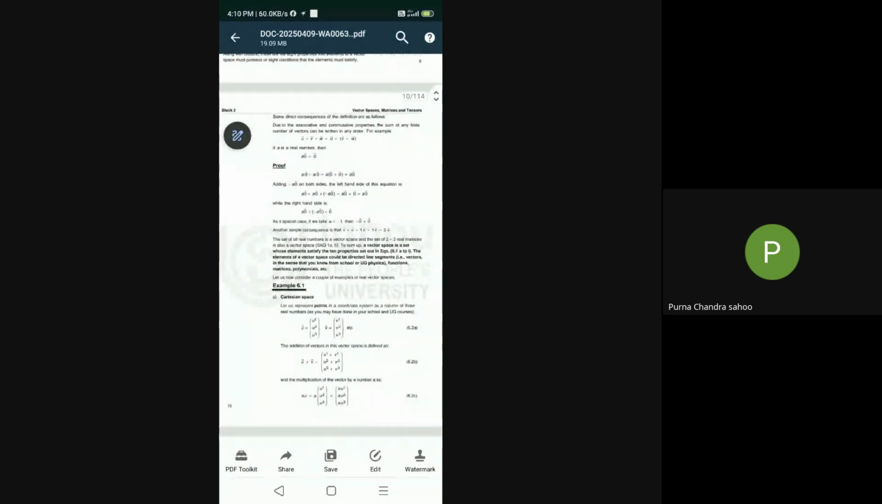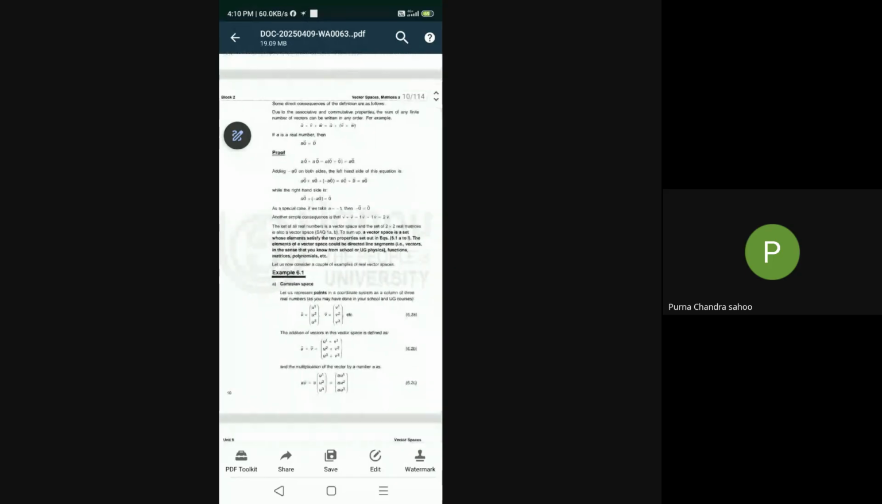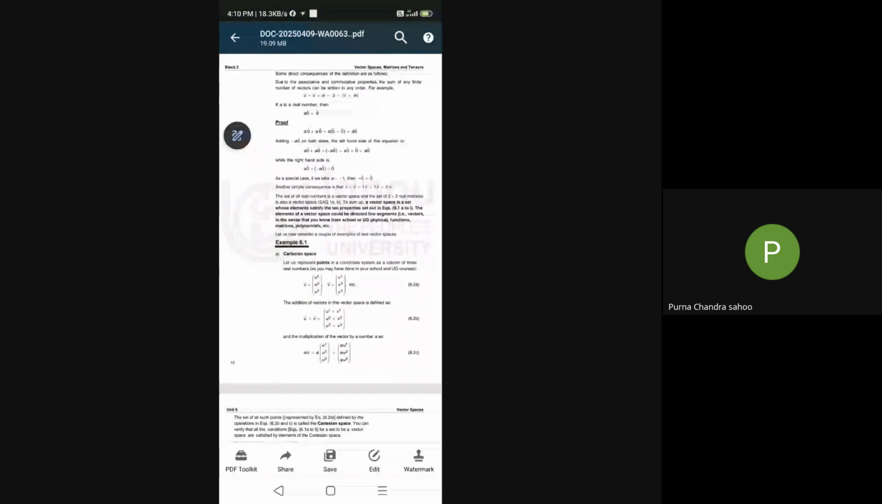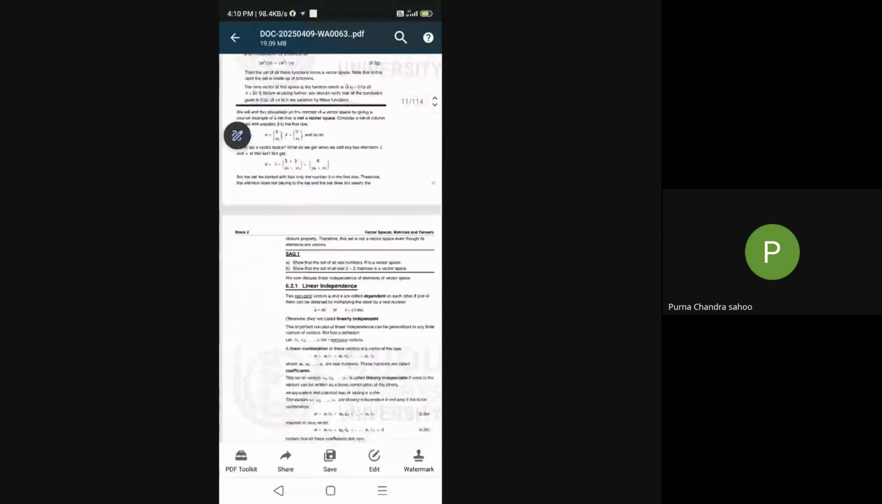So next, a vector space is a set whose elements satisfy the 10 properties set out in the equations I have explained to you now. The elements of a vector space could be directed line segments, that is vectors, in the same sense that you know from your earlier courses, and functions, matrices and polynomials, etc. There are some worked out examples, you can go through them.